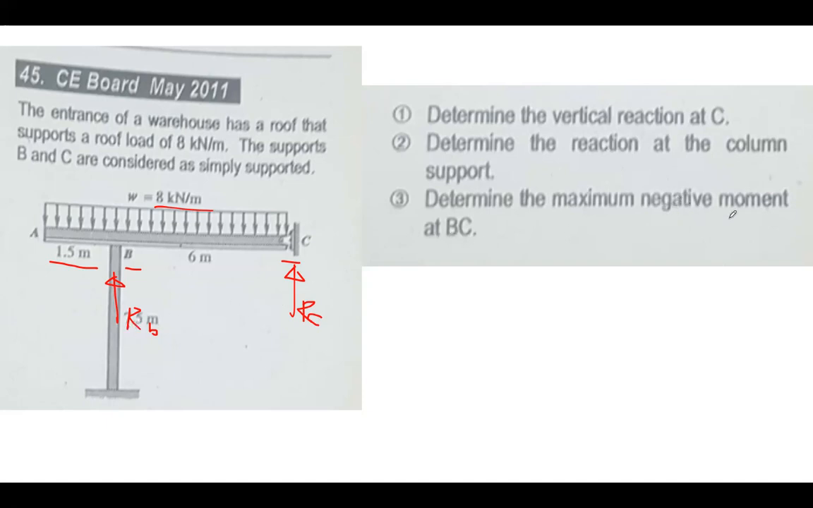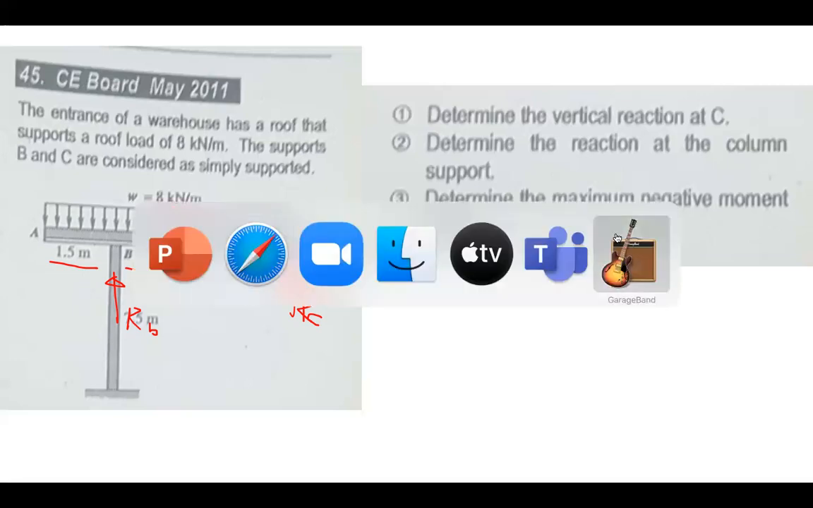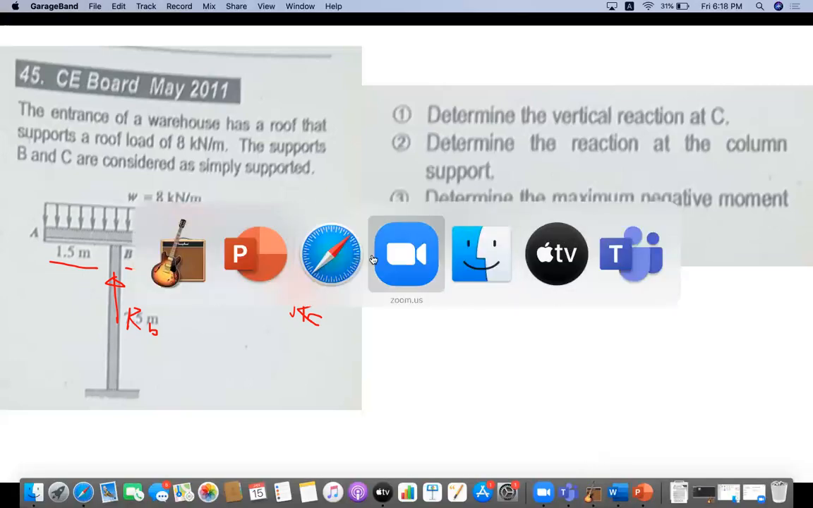Then determine the maximum negative moment. In other words, we just have to draw the shear moment diagram, or we can just cut, but it would be better. We can formulate with an equation to give the maximum negative moment, but it would be better to just draw the shear moment diagram. Okay. So let us compute first.